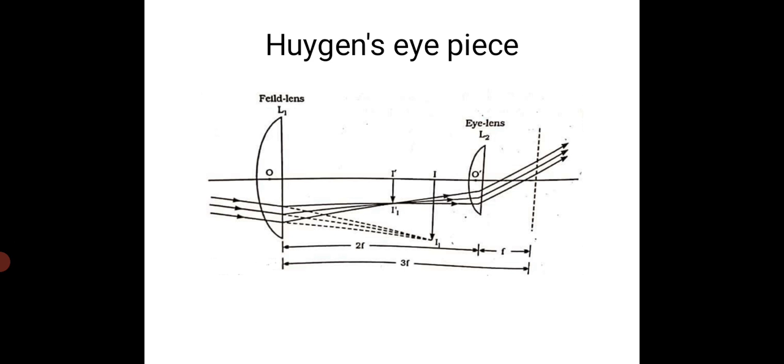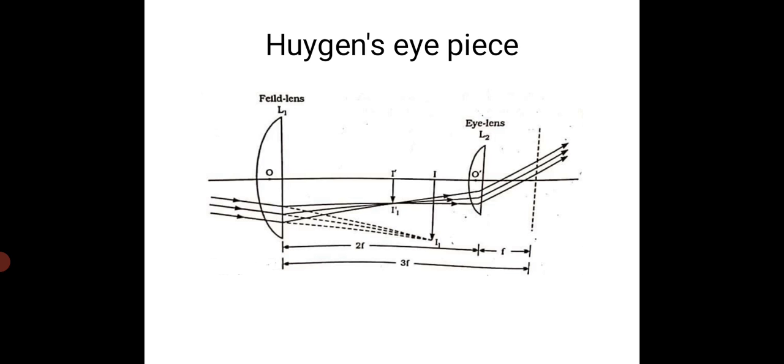As in the figure, the larger lens is the field lens whose convex surface is facing the incident rays, and the other towards the observer, which has a smaller aperture, is called the eye lens, and they are separated by distance 2f, and the focal length of the field lens is 3f and the focal length of the eye lens is simply f.